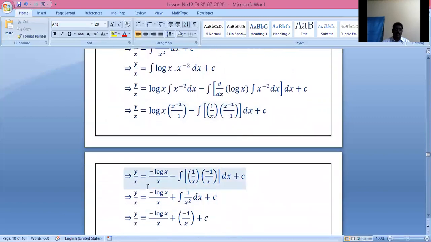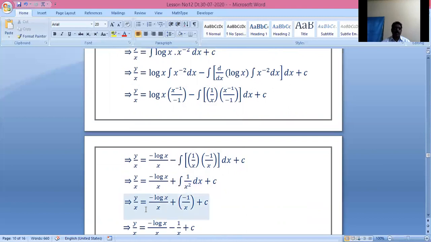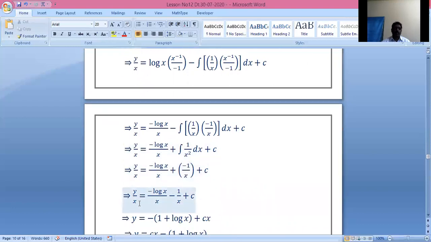Therefore, that implies y by x is equal to minus log x by x minus integration of 1 by x into minus 1 by x dx plus c. That implies y by x is equal to minus log x by x plus, here minus into minus is plus, 1 by x into 1 by x is 1 by x square dx plus c. Therefore, y by x is equal to minus log x by x plus integration of 1 by x square dx, which is minus 1 by x plus some c. Therefore, y by x is equal to minus log x by x minus 1 by x plus c.